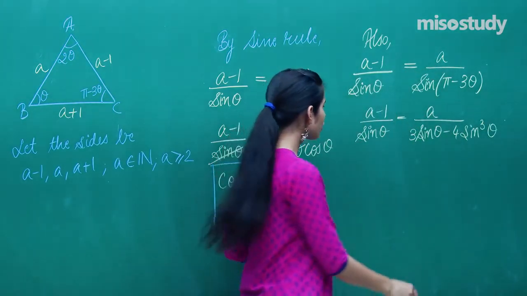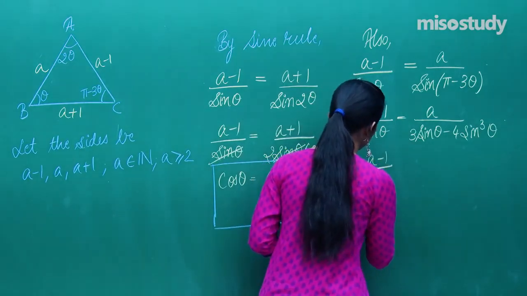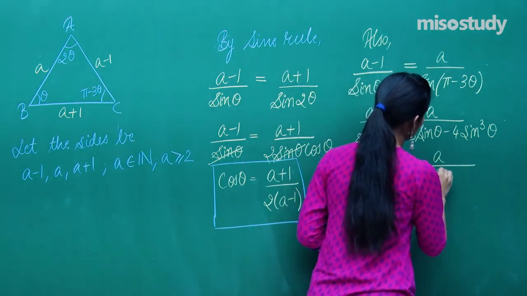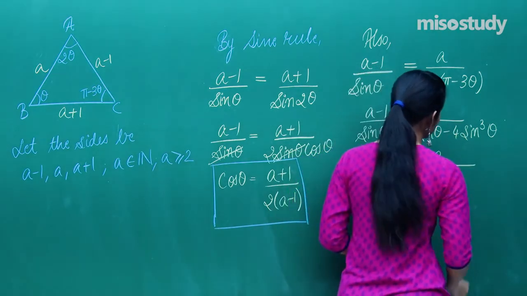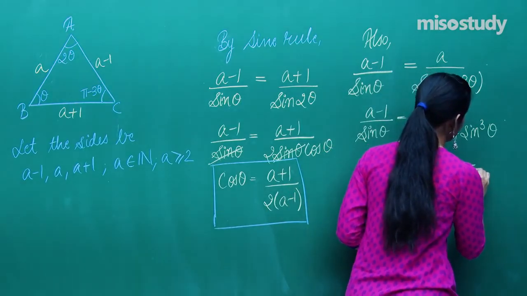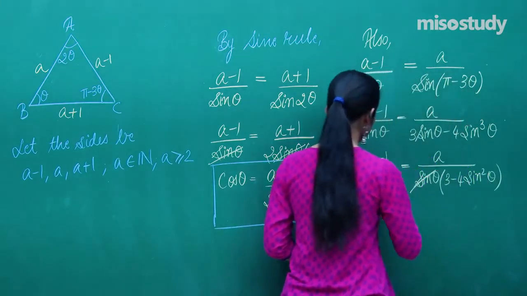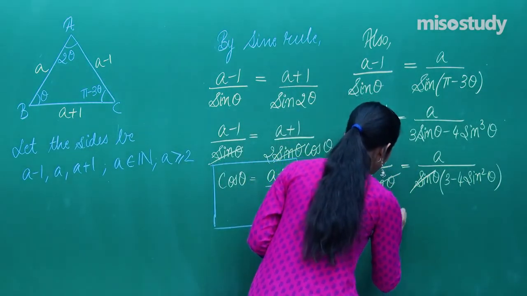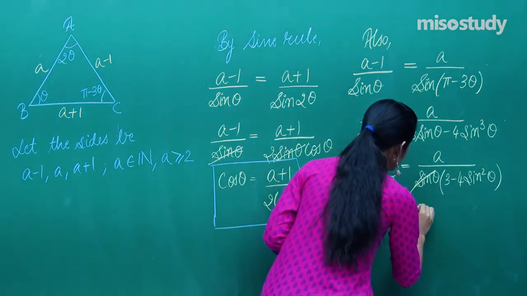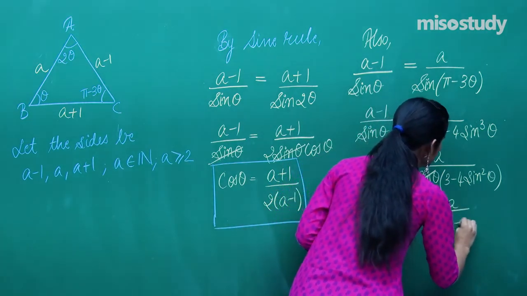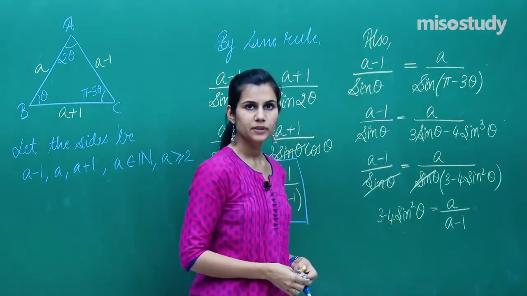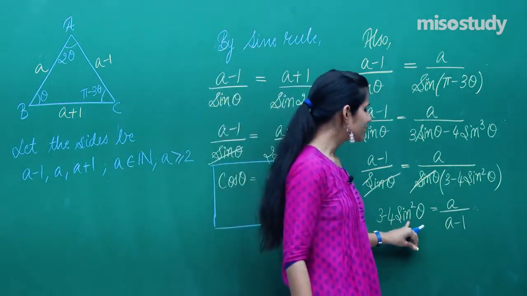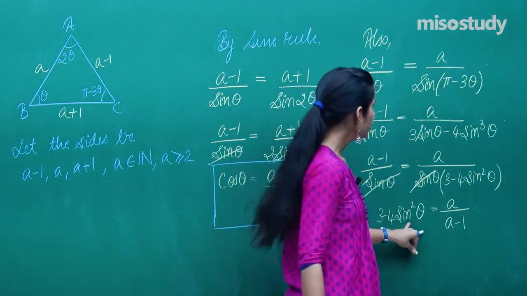Again you can take out sine theta common. A minus 1 upon sine theta equals a upon sine theta, you take out common, 3 minus 4 sine squared theta. Again these two can get cancelled for the same reason, and therefore you get 3 minus 4 sine squared theta equals a upon a minus 1. I have something like cos theta is equal to this. Here I have sine squared theta. Of course I can convert it into cos. What is it that I get?